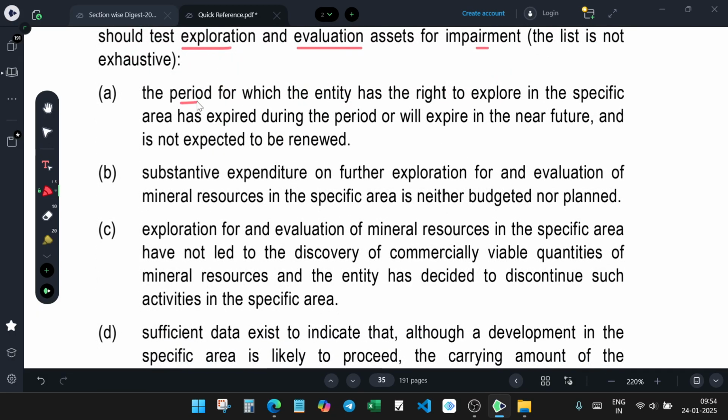The period for which the entity has a right to explore a specific area has expired during the period or will expire in the near future and is not expected to be renewed.